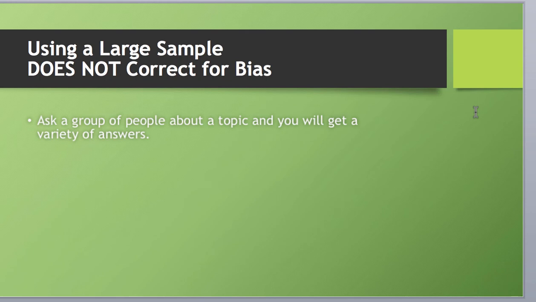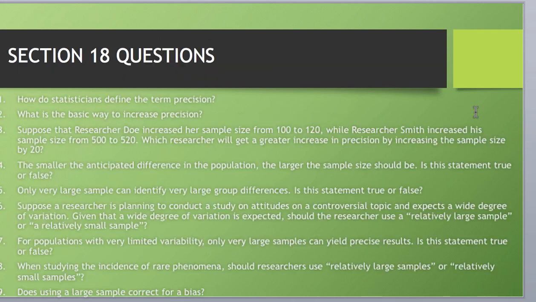So using a large sample does not correct for bias. Ask a group of people about a topic and you will always still get a variety of answers. Okay, so just because you have a really large sample, it doesn't necessarily correct all the bias at all. Okay, it reduces sampling errors, but does not correct for bias.